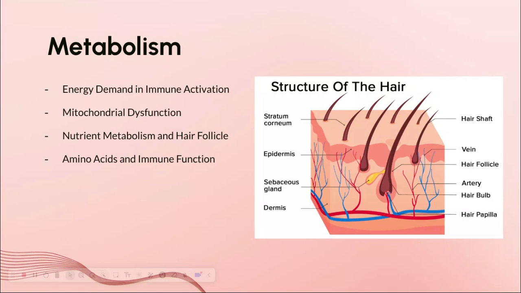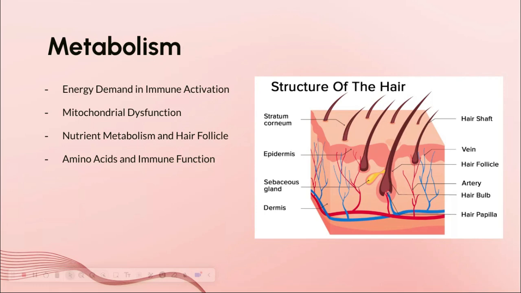Also, the mitochondria play a central role in metabolism, obviously, energy production, and cellular health, and mitochondrial dysfunction has been implicated in alopecia areata, as it can impair the energy supply to hair follicle cells, disrupt normal cell function, and trigger apoptosis, which is programmed cell death. And this ties directly to the metabolic concepts of ATP production and energy transfer.